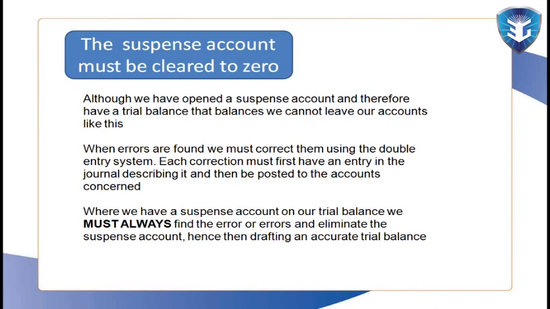Well, we have a suspense account on our trial balance. We must always, and you can see there I've really highlighted that, find the error or errors and then eliminate the suspense account. Hence then we need to redraft an accurate trial balance. Sometimes it might be one simple error in our trial balance which has thrown it out. Sometimes there may be a series of errors, but it is important, even though we've opened a suspense account and balanced our trial balance, we must go back and identify where our errors have occurred in our double entry bookkeeping system.